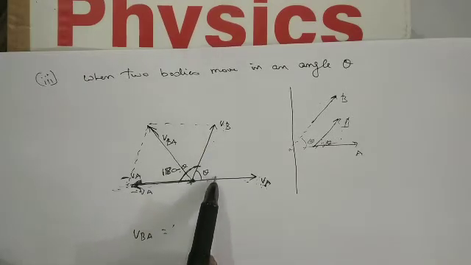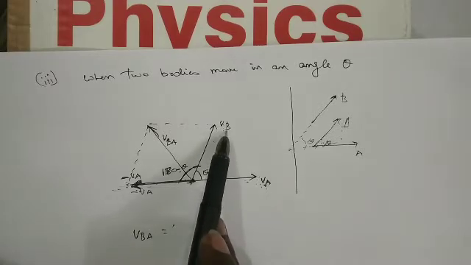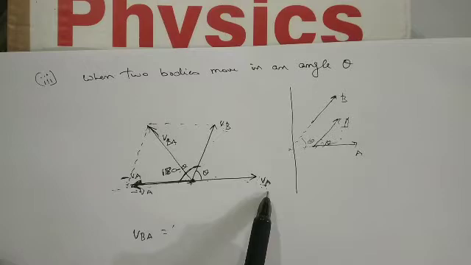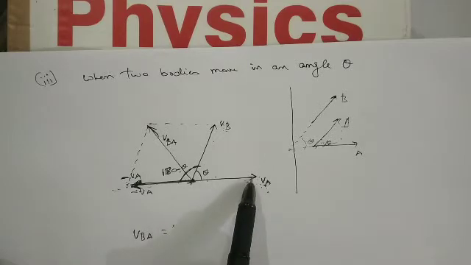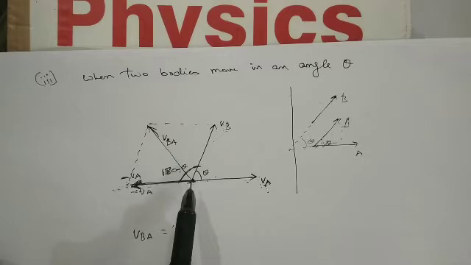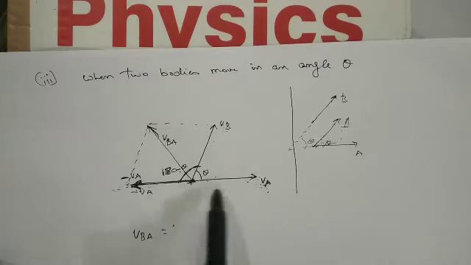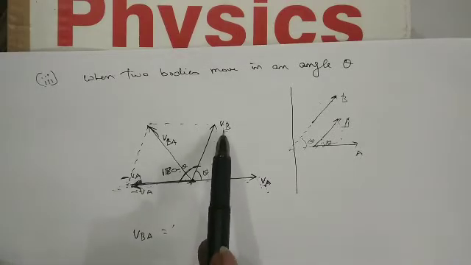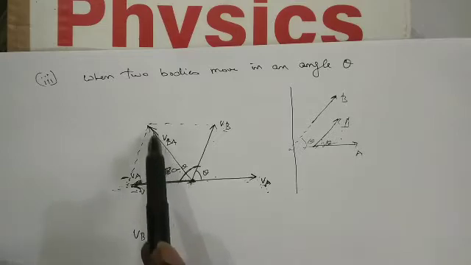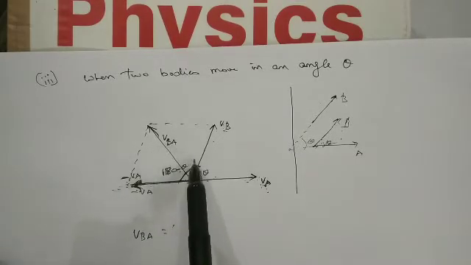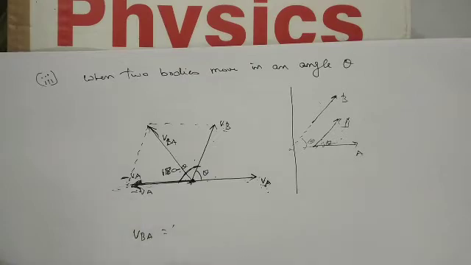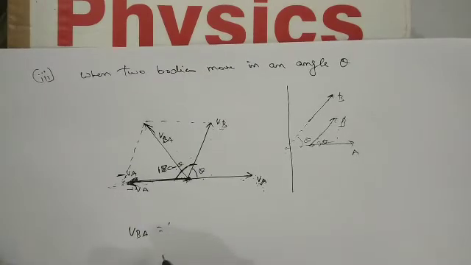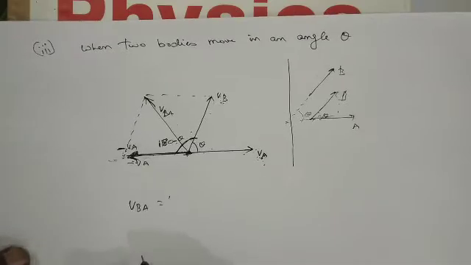To find the relative velocity of B with respect to A, impose equal and opposite velocity of VA on both A and B such that VA is brought to rest. The resultant of the velocities minus VA and VB gives the relative velocity along the diagonal of the parallelogram as VBA. So we know the formula here. We know the formula of the resultant.